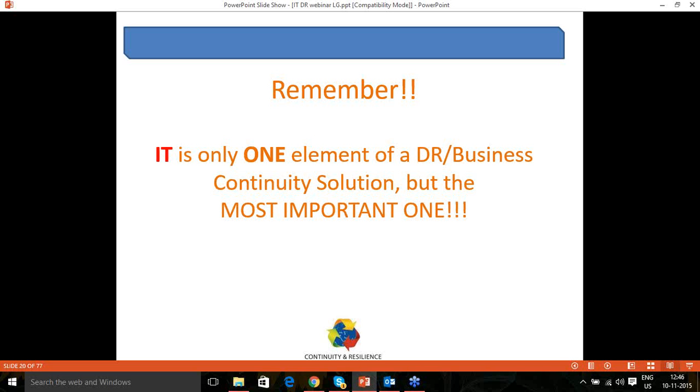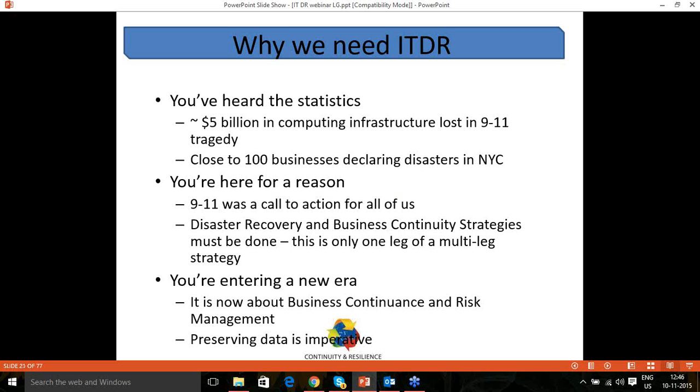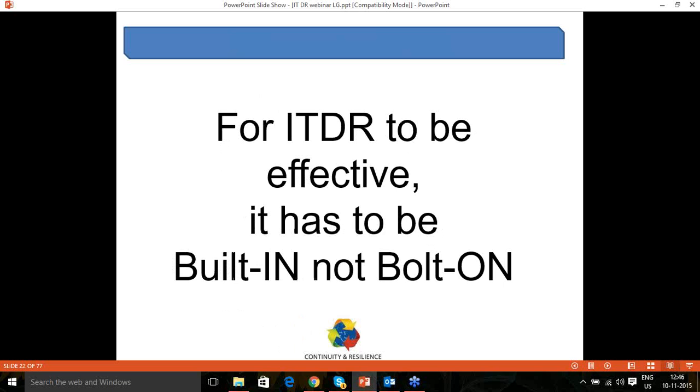Okay, let us see why we need ITDR. As I said, things go wrong. These are statistics we have been seeing. On 9/11, around 5 billion of computing infrastructure was lost. Around 100 businesses declared disaster. Disaster recovery and business continuity strategies must be there. They are one part of the big strategy we can have to keep my business going. Now, today technology and data are very important, and we need to take care of them as much as we can.